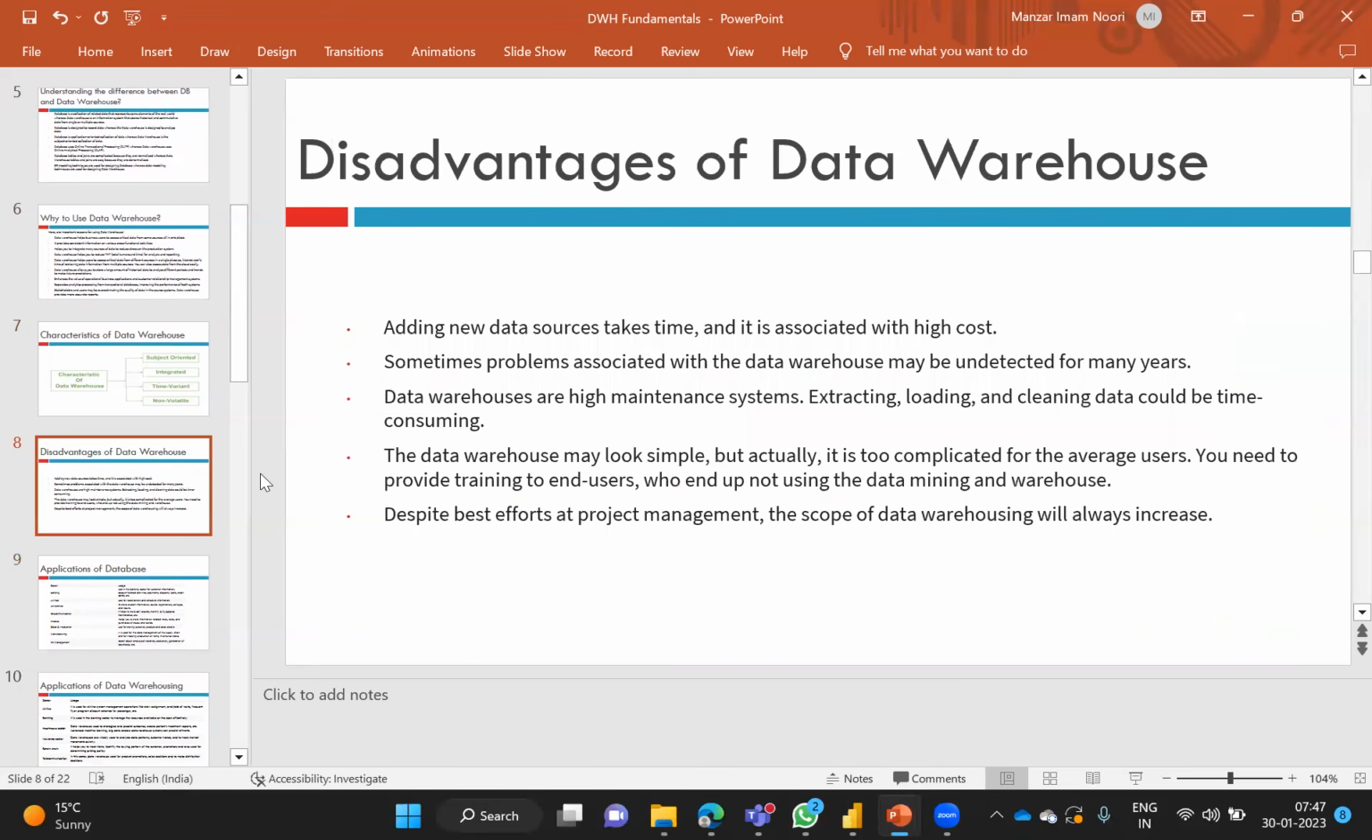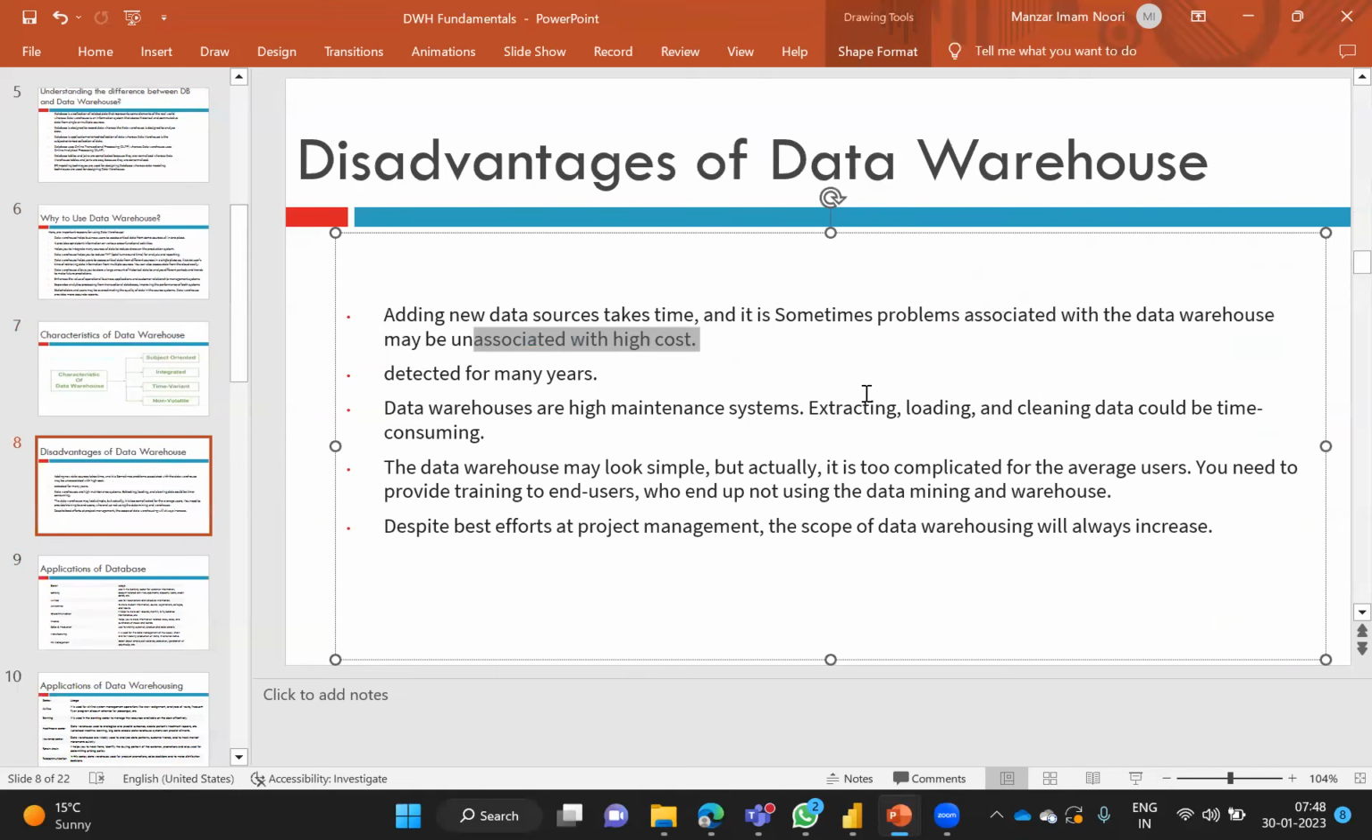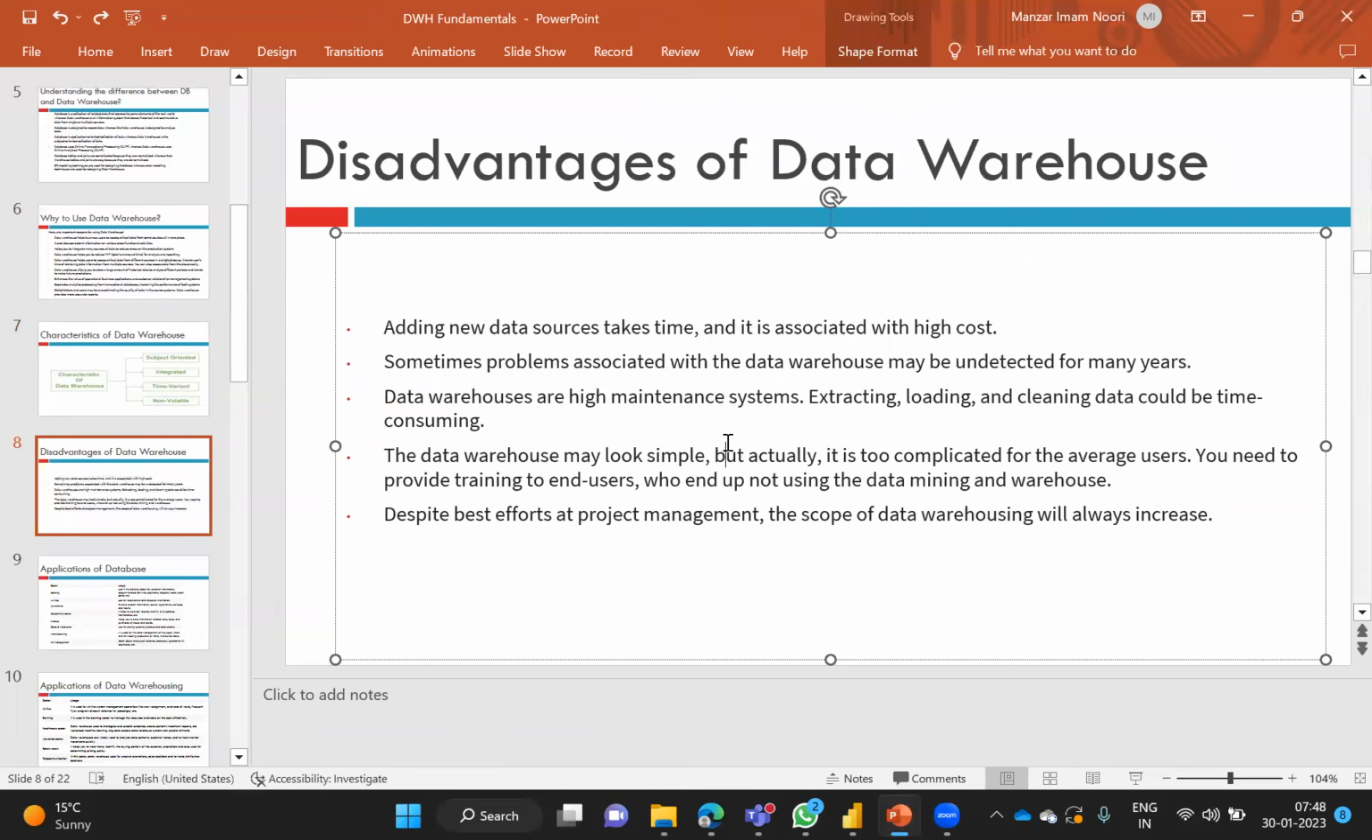Fine. What are the disadvantages of data warehousing? It's a complex system, and a lot of cost is involved, right? So many tools and so many resources are involved. It is associated with high cost. Sometimes the problems associated with the data warehouse are not detected, because a lot of tools and things are involved, so you don't know where the issue is coming from, right?